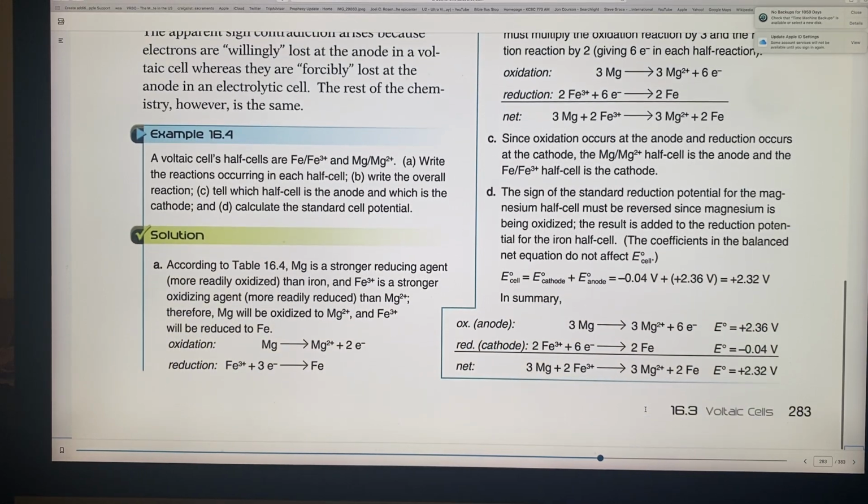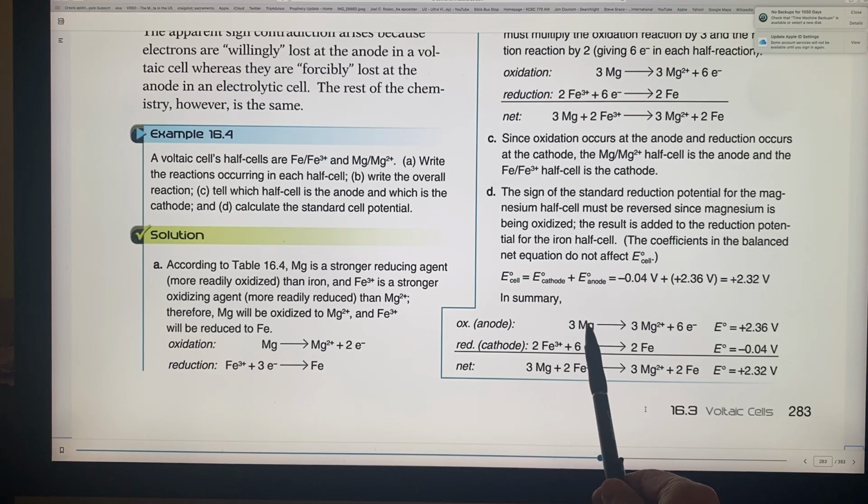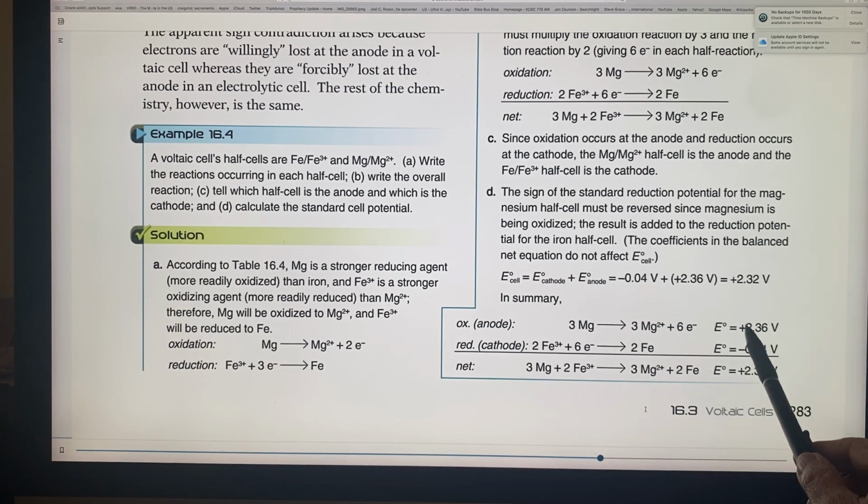Let's look at the total problem here. You have the 3 magnesium here. This is what we just developed above. Those 2, this one, and this is our net. We took the magnesium, we took the iron, and put them all down here. And now we want to know that E, the potential compared to hydrogen. This is how active they are. We want to know what these volts are, because we want to know how many volts we're going to get out of this battery.